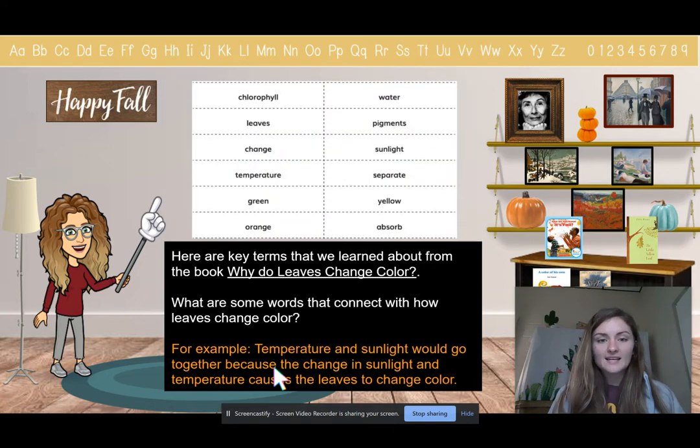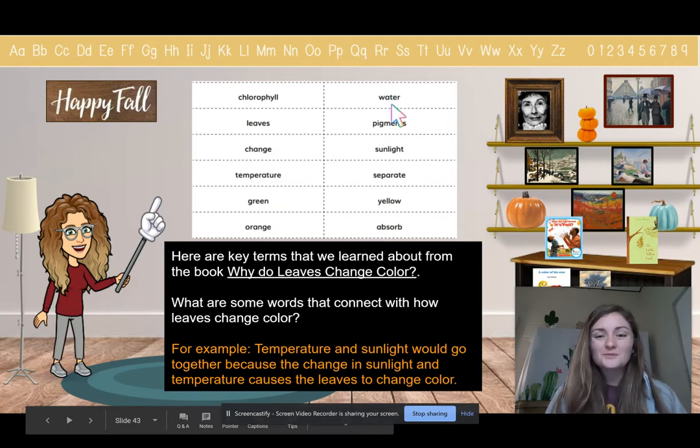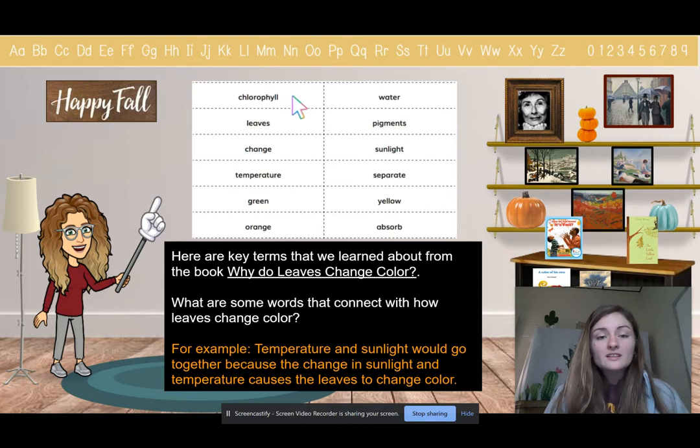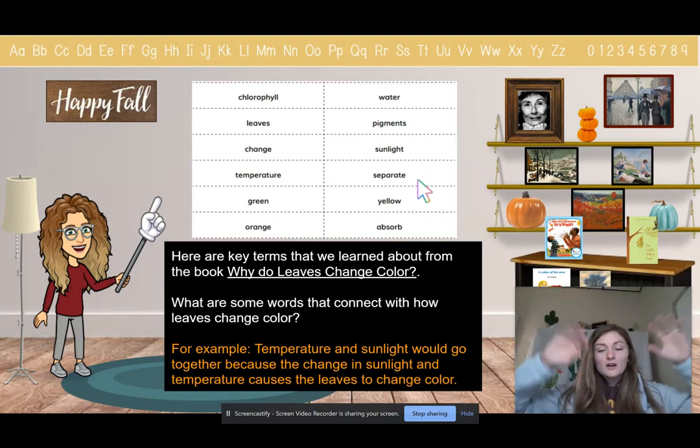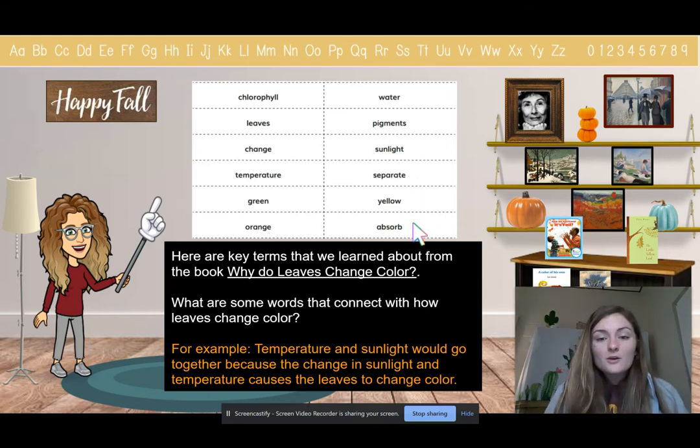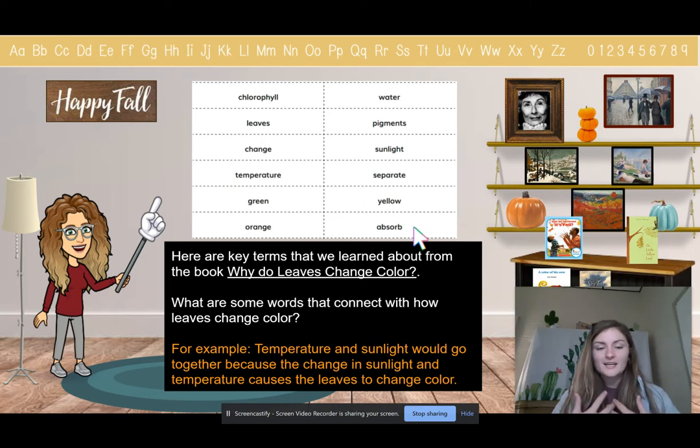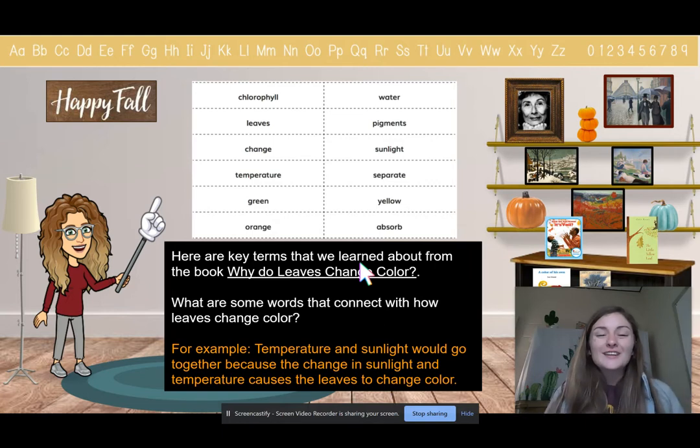So on our next slide, we have some key terms that we learned about in this book. We learned about chlorophyll, leaves, change, temperature, the colors green and orange, water, pigments, sunlight, separate. Remember, that means to take apart from something. Yellow and absorb. Absorb means to take something in, to let it soak in. So these are all the key terms that we learned about.